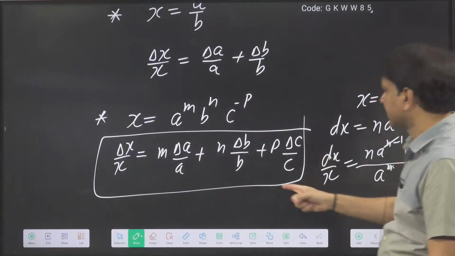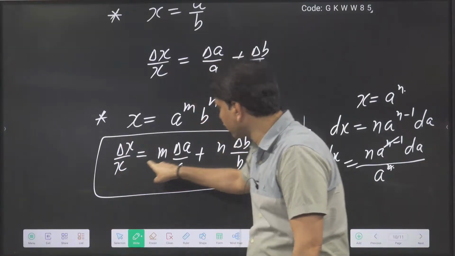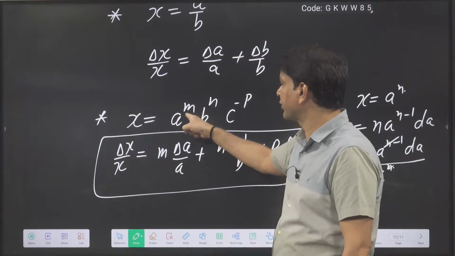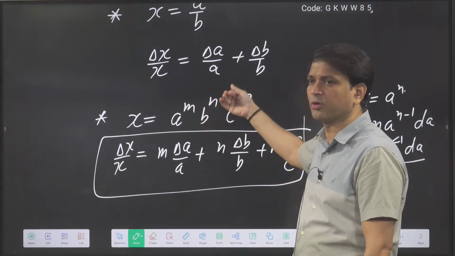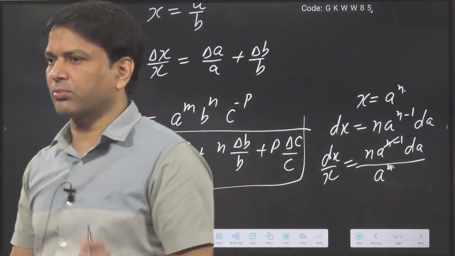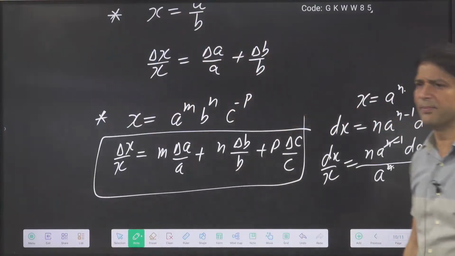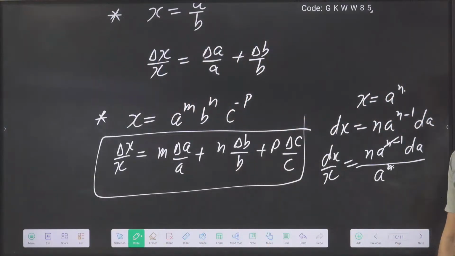And then if they are asking for the error, delta x, then what will I do? I will cross multiply x. What is the x value? a to the power m, b to the power n, c to the power minus p. We will calculate that. Okay. So just revise these formulas. Whatever I discussed, the questions I will discuss in the next class, and some more points I will discuss.